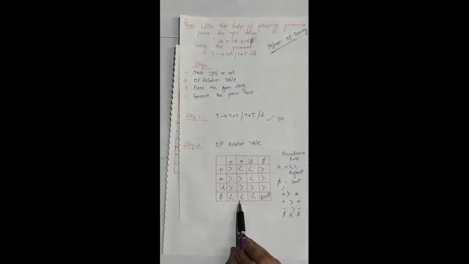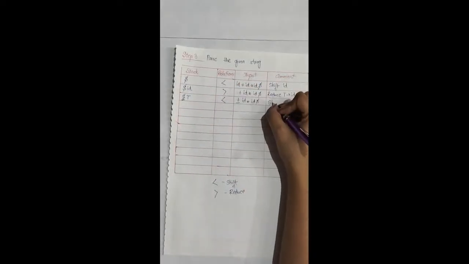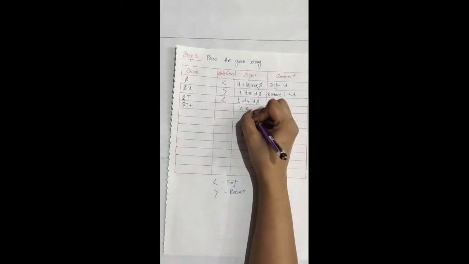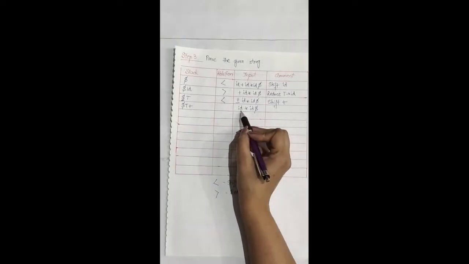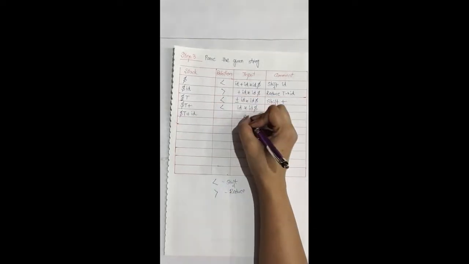Let's take a look at this table. Dollar and plus, this. So we'll put a symbol like this, and this means shift. Shift what? Plus. So we'll get dollar T plus, and here we are left with ID asterisk ID dollar. And in the same way we have to complete this table. Compare plus and ID, highest priority ID, that means shift. Shift what? ID. So we'll get dollar T plus ID, and here asterisk ID dollar.